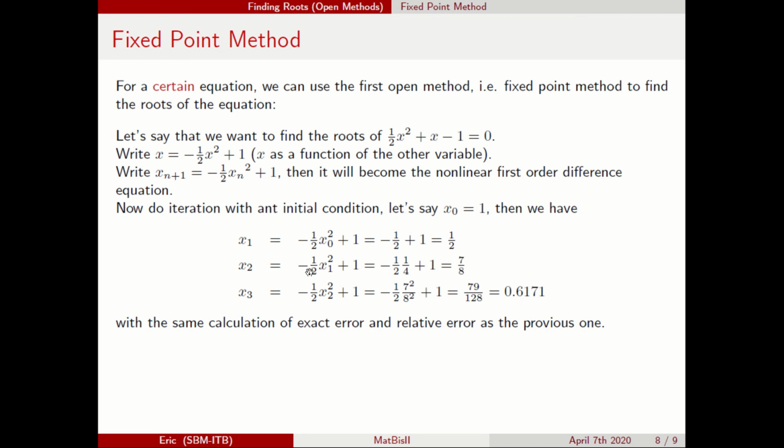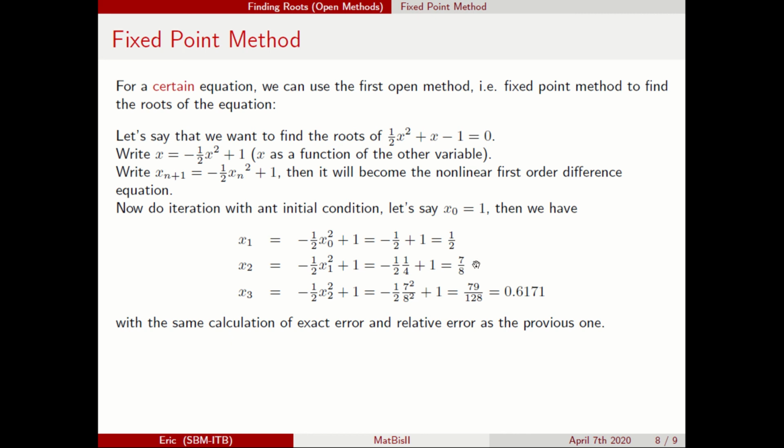So what about the relative error? The relative error for the second iteration is given by the difference between this and this, divided by this, times 100%. What is the relative error for the third iteration? The difference between this and this divided by the absolute value of this will give you the relative error. What about the exact error? If you have the exact value, you can find the difference between a half and the exact value, divided by the exact value, times 100%.